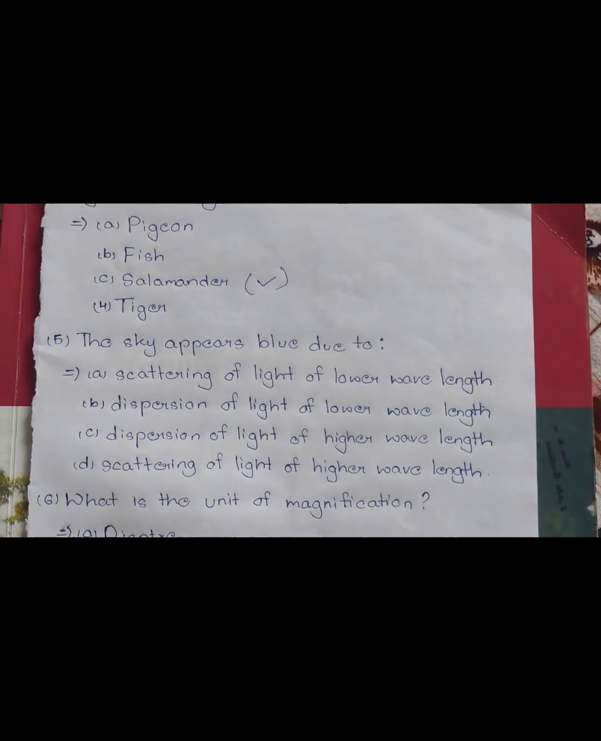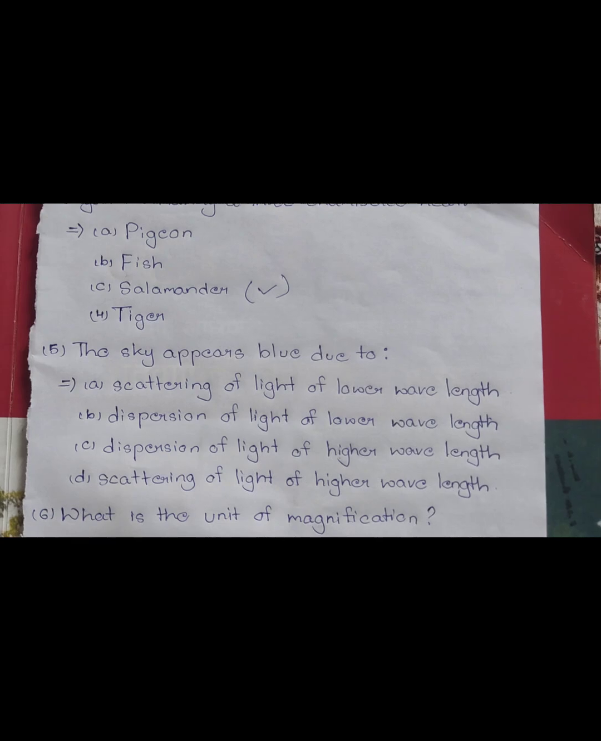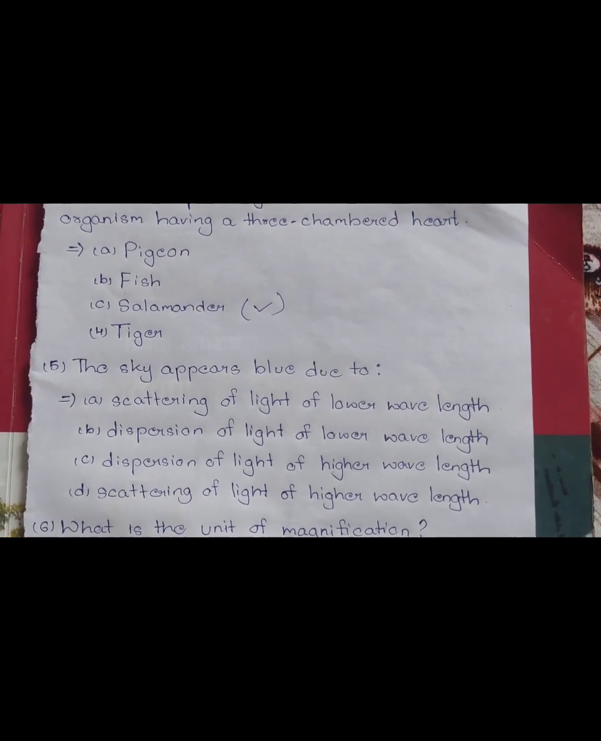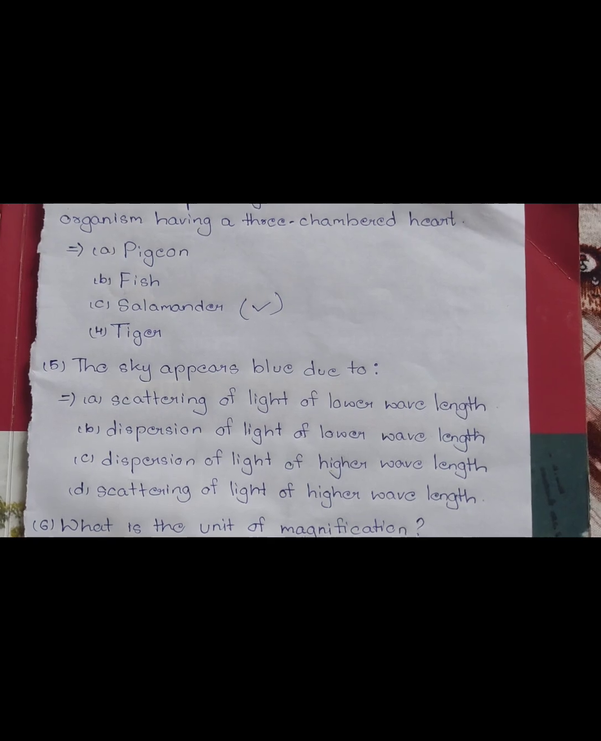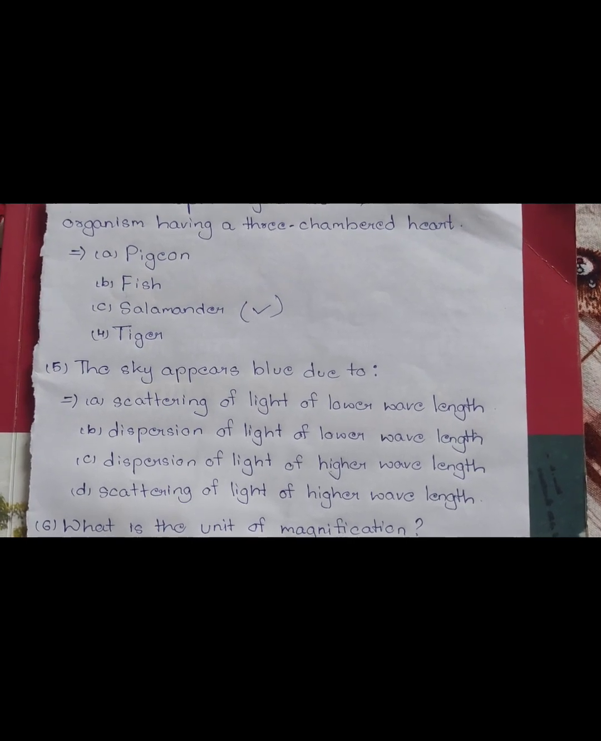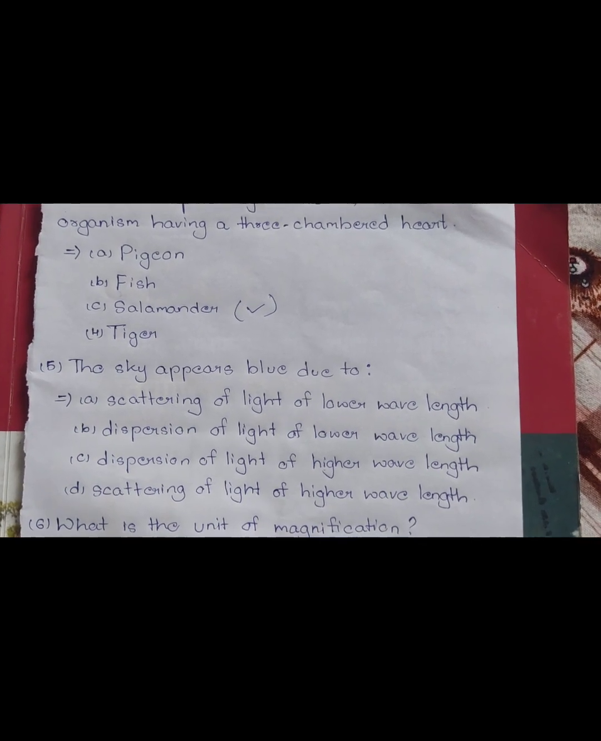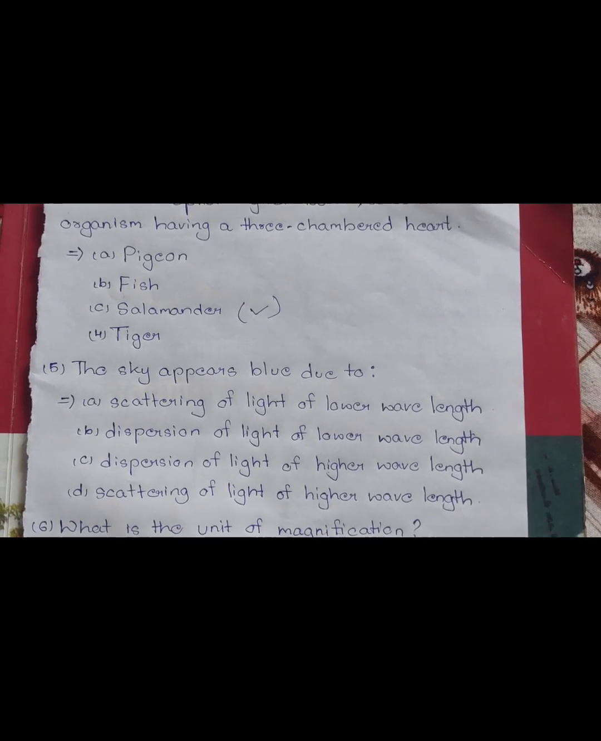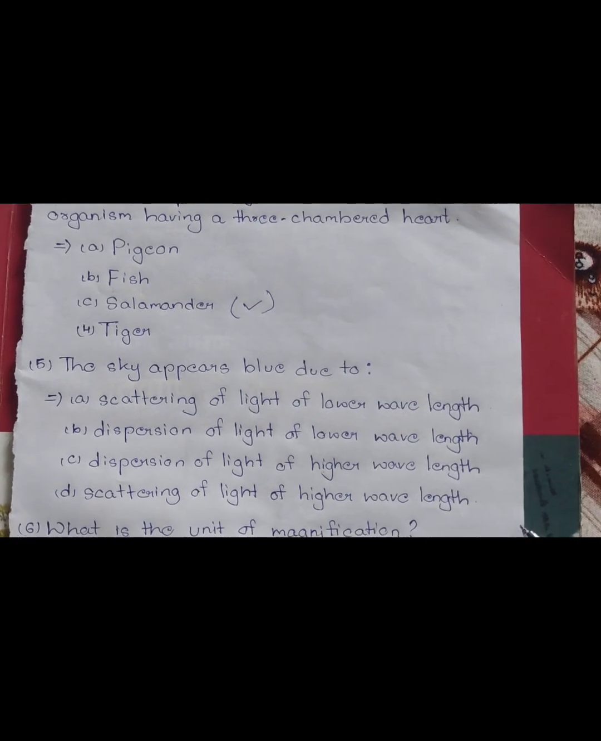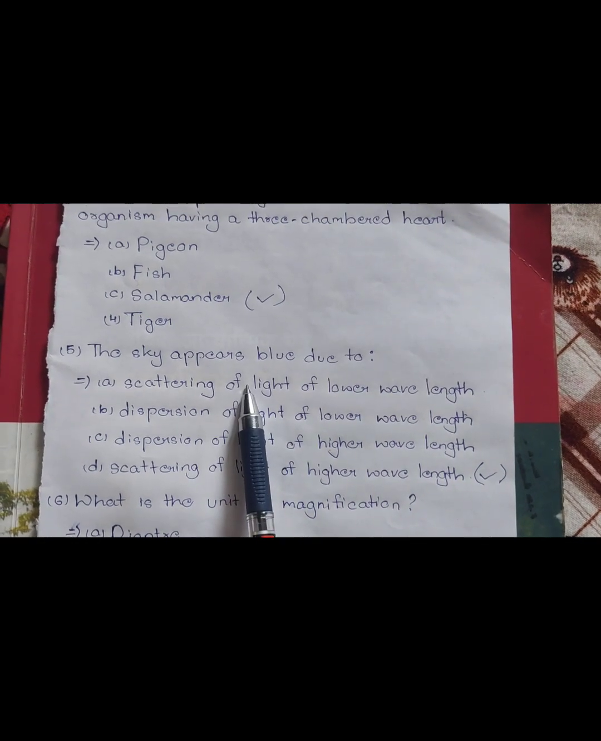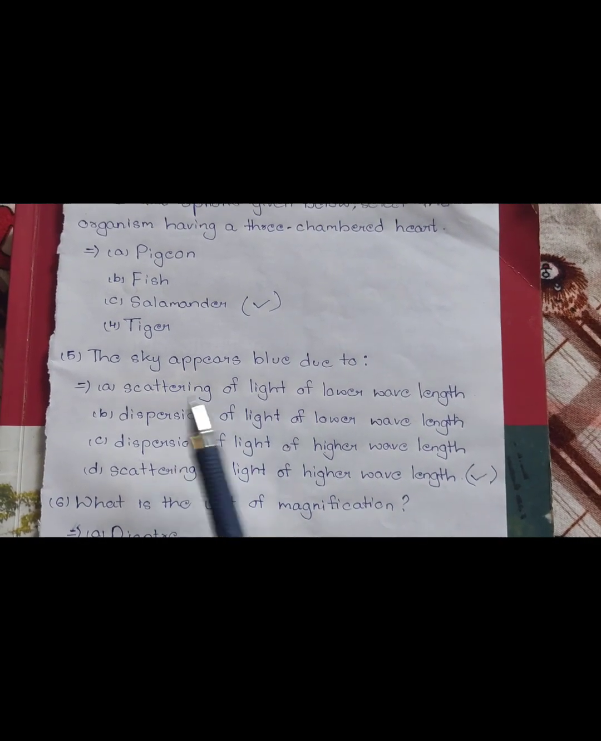Next question, the sky appears blue due to, option A, scattering of light of lower wavelength, option B, dispersion of light of lower wavelength, option C, dispersion of light of higher wavelength, option D, scattering of light of higher wavelength. So the right answer is scattering of light of higher wavelength. So this is also one of the important questions, so please note it down.